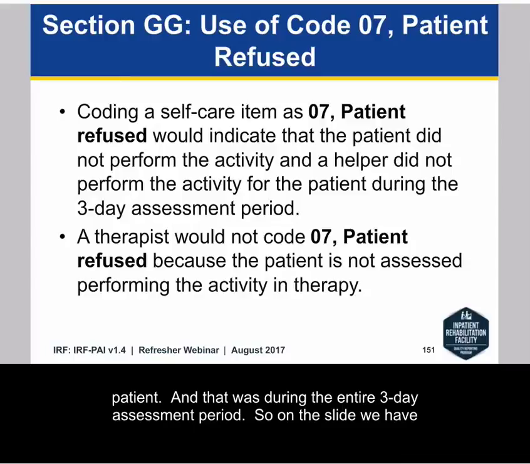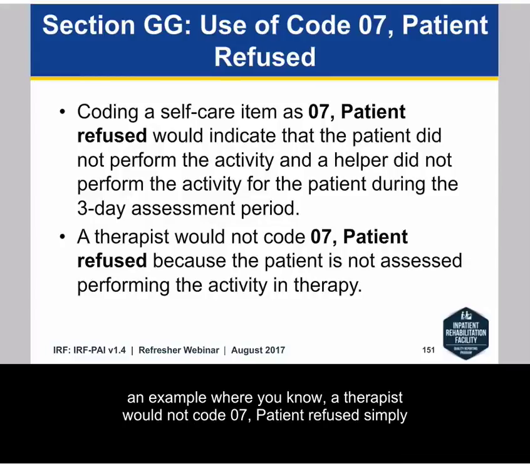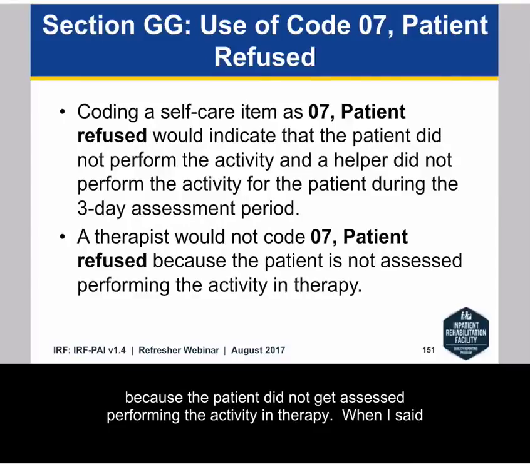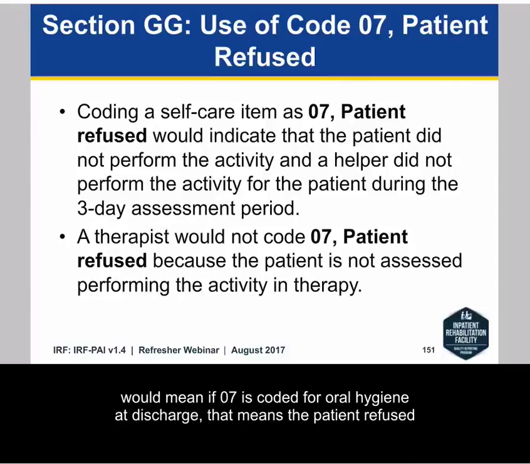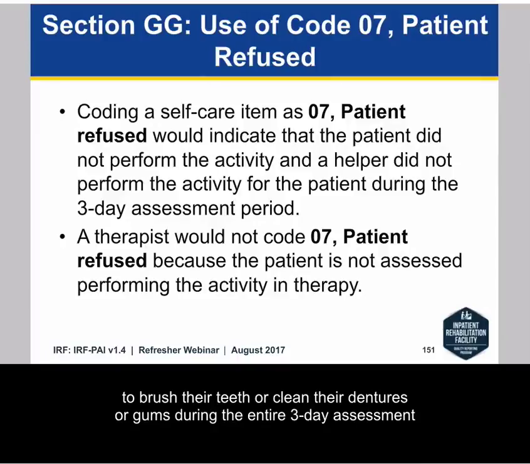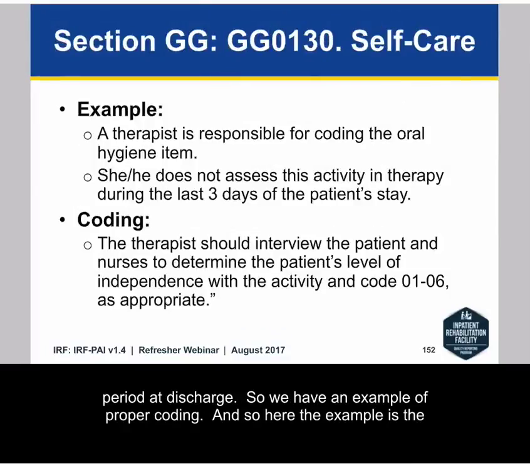So on the slide, we have an example where a therapist would not code 07, patient refused, simply because the patient did not get assessed performing the activity in therapy. When I said that I found a little bit in the data, I found this for oral hygiene. Theoretically, that would mean if 07 is coded for oral hygiene at discharge, the patient refused to brush their teeth or clean their dentures or gums during the entire 3-day assessment period at discharge.